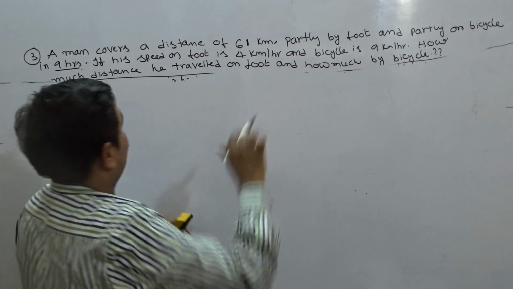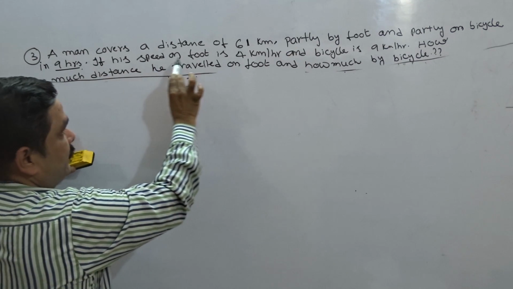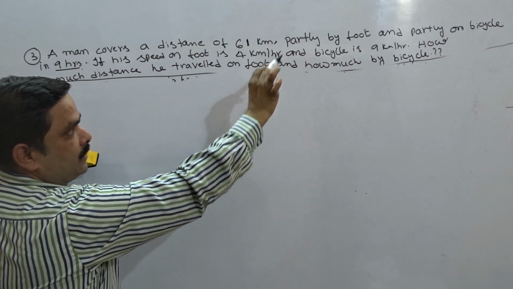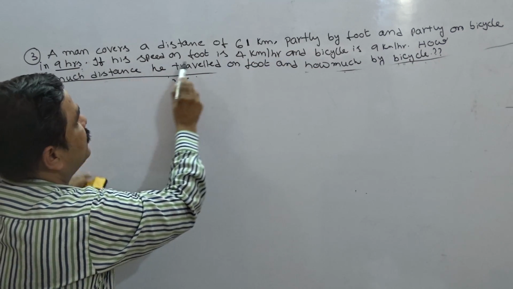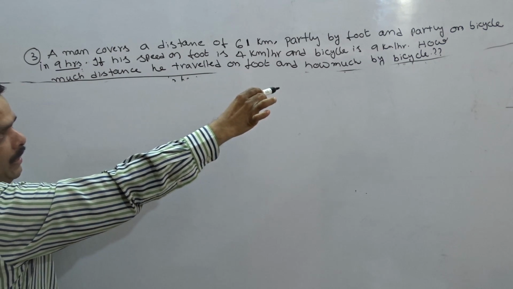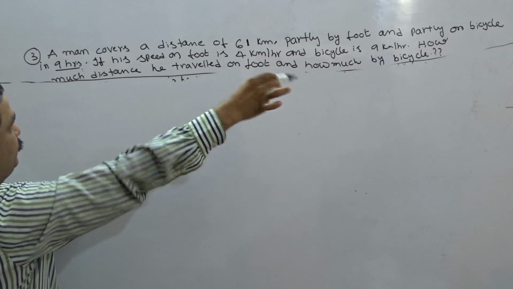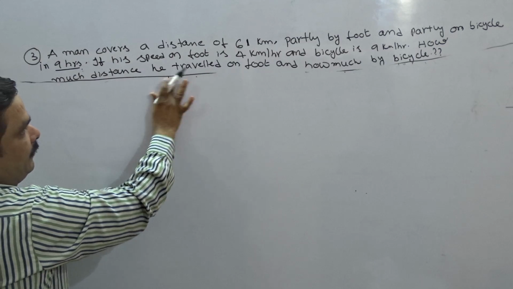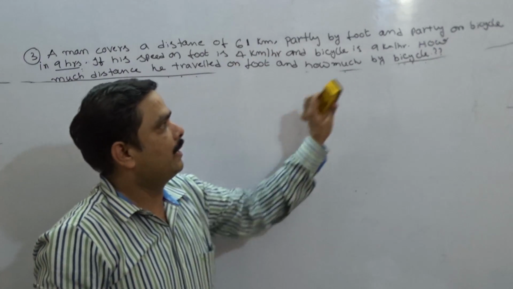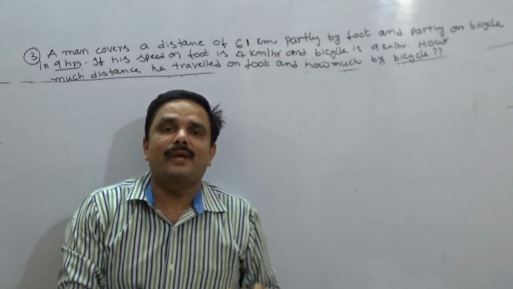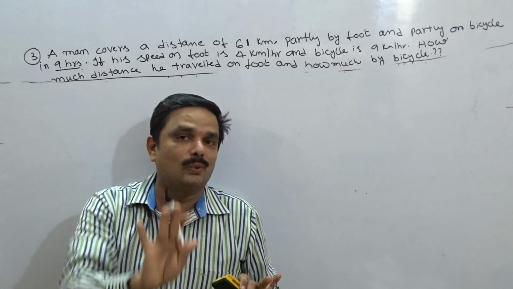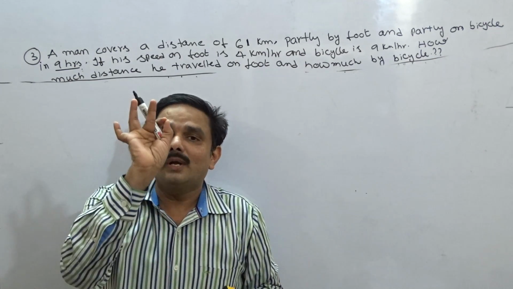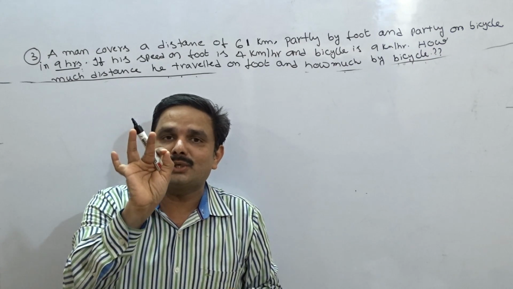Now, the question is, a man covers a distance of 61 kilometers partly by foot and partly by bicycle in 9 hours. If his speed on foot is 4 kilometers per hour and on bicycle is 9 kilometers per hour, how much distance did he travel on foot and how much by bicycle? This question can be solved with the mixture and alligation rules. Actually, mixture is not here, so we will solve this question by the alligation rule.